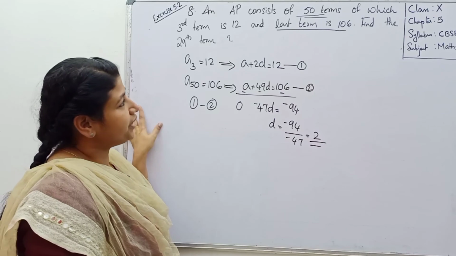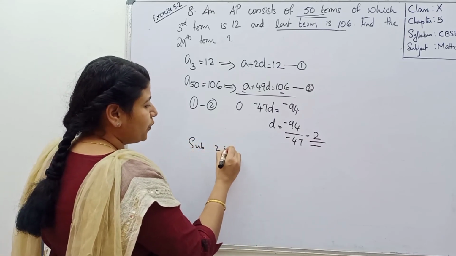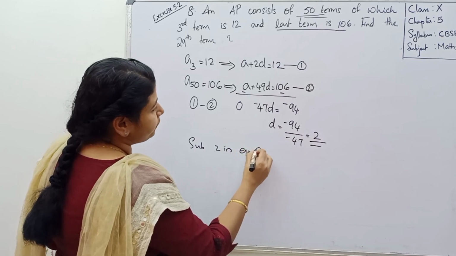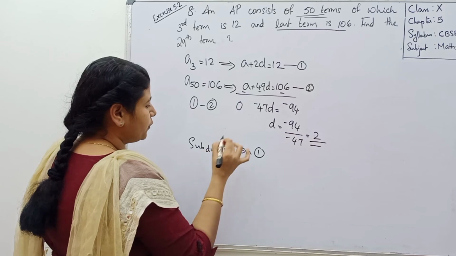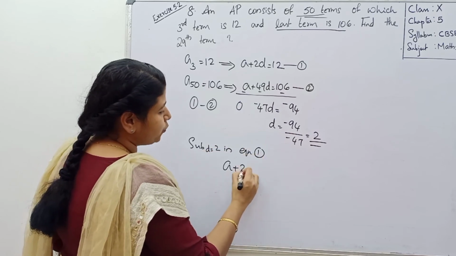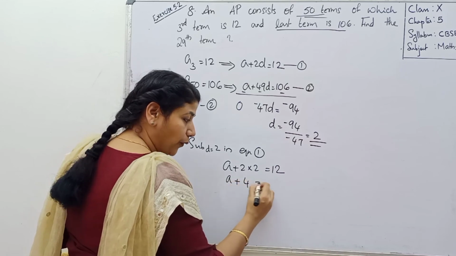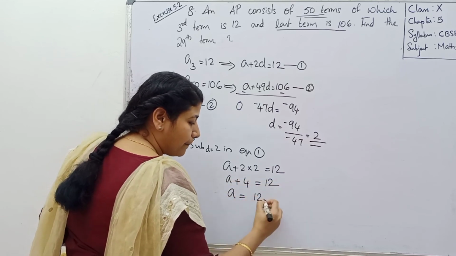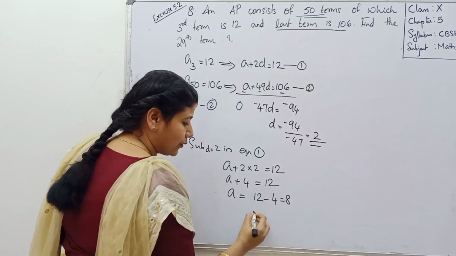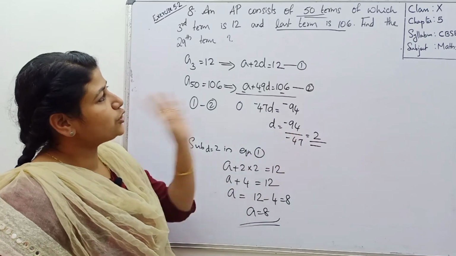Common difference 2 എന്ന് കിട്ടി. Now substitute this 2 in equation 1 or 2. I'm going to put it in 1. So d equals 2, a plus 2 into 2 equal to 12. That is a plus 4 equal to 12. That is a equals 12 minus 4, which is 8. So the first term a is 8 and d is 2.